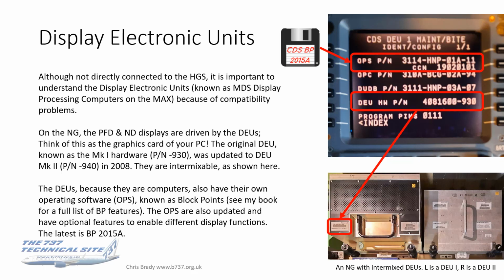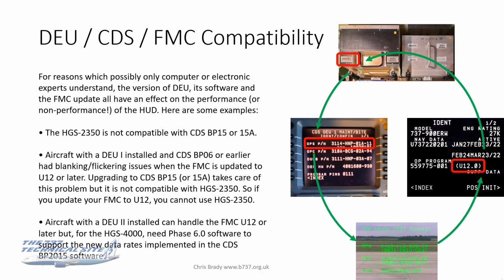Why am I mentioning this? Because of compatibility problems, and this is where the headache begins for those of you in the fleet office or maintenance. So I think I've phrased it quite well in my text here. For reasons which possibly only computer or electronic experts understand, so it's way beyond my knowledge, the version of the DEU, its software and the FMC update all have an effect on the performance, or more accurately the non-performance, of the HUD. And here are just some examples, and there are more than this list, trust me.